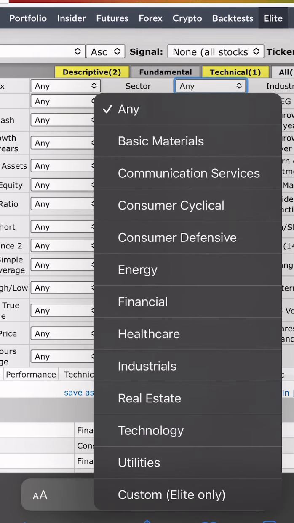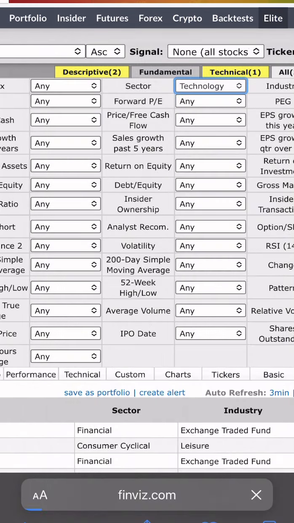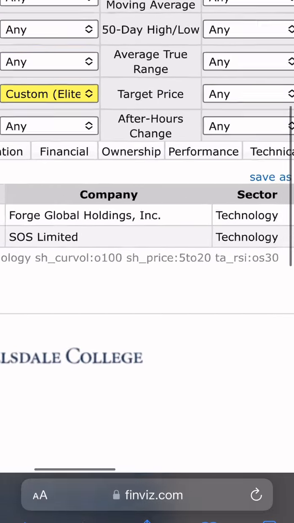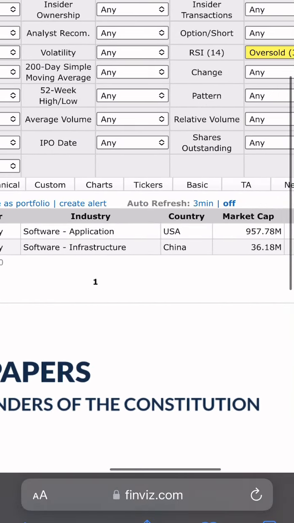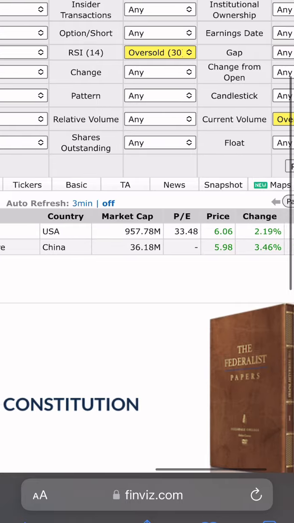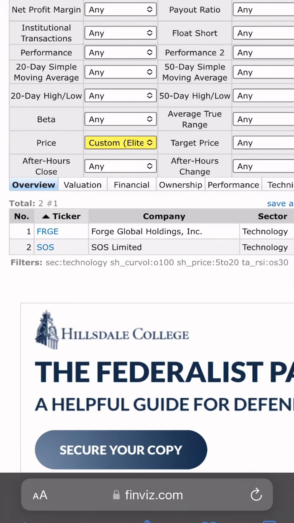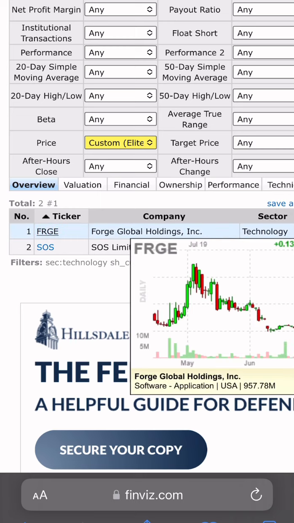So I'm going to go up here to industry. I'm going to click on that. I'm going to probably select technology for this one. Technology is always a good one. There's a lot of volatility in these, and for what I'm doing in these videos, volatility is really good for what I'm trying to accomplish here.